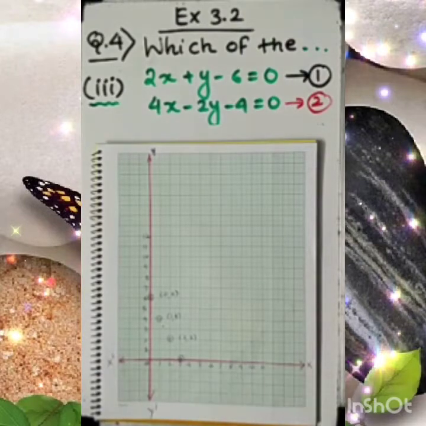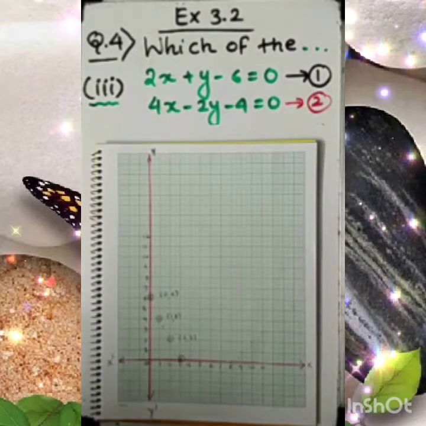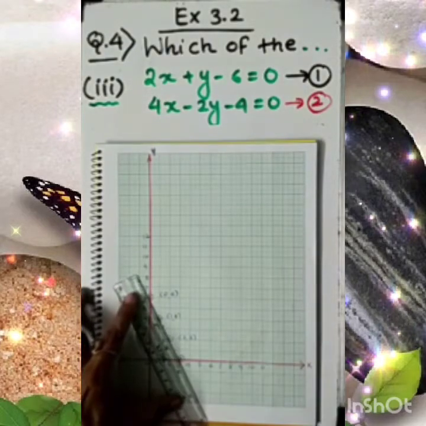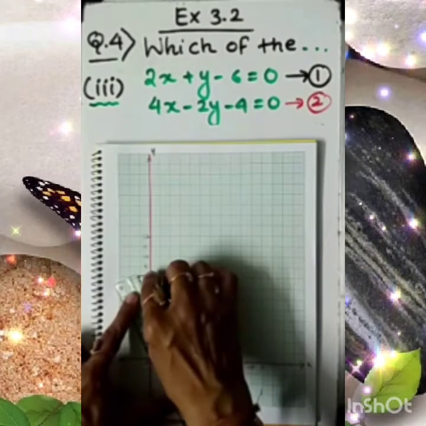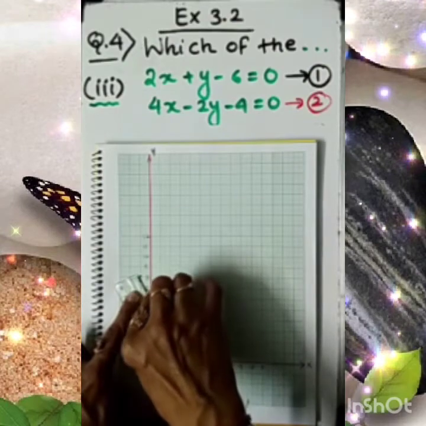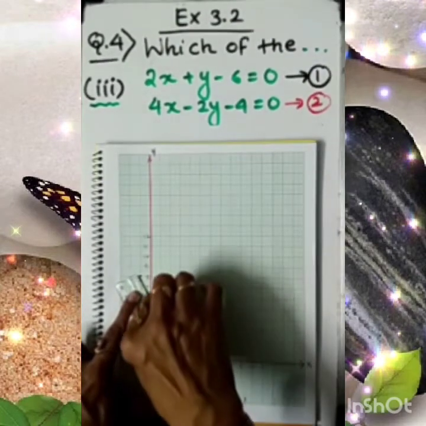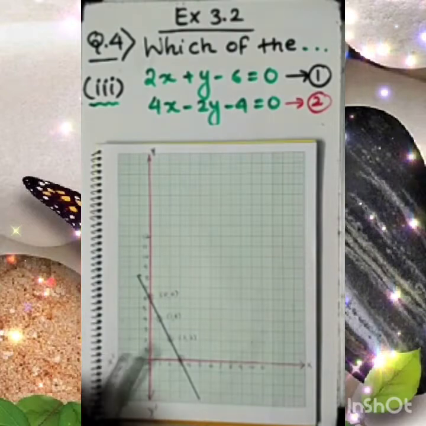Okay, (3, 0) will lie on the x-axis. Now let's take your pen in your hand and draw this line. You can see this line is a straight line, so draw this line, which is quite linear, and extend it on both sides.